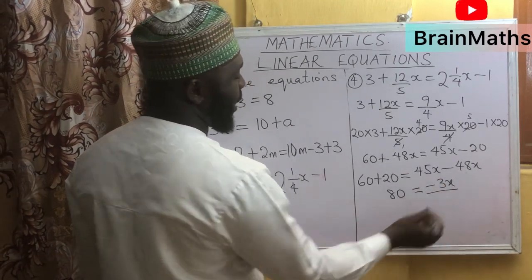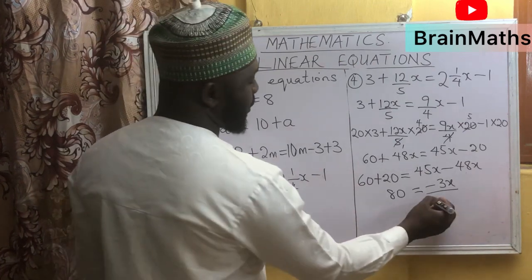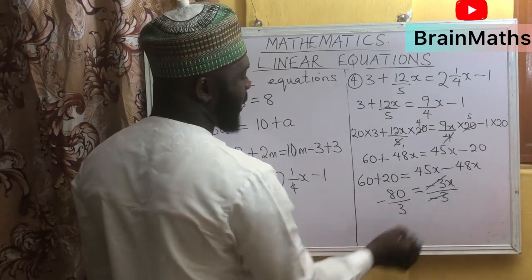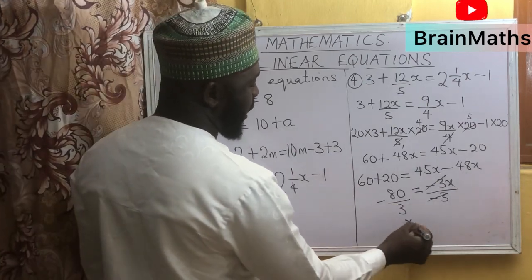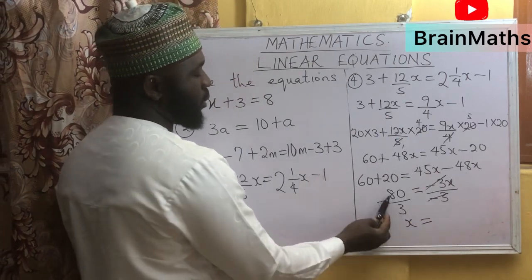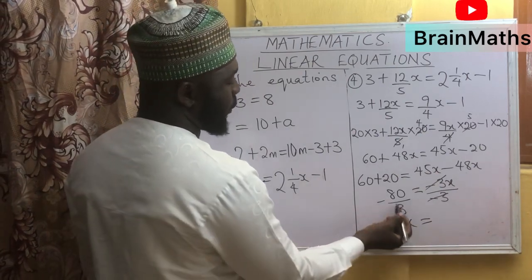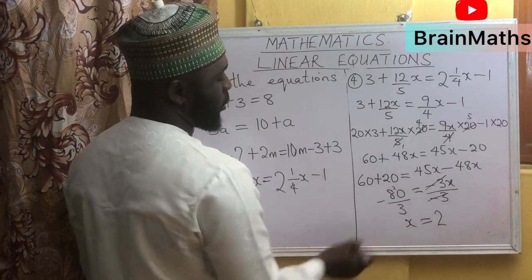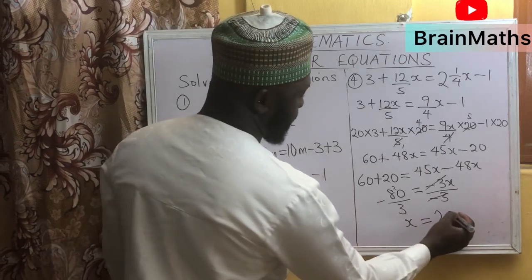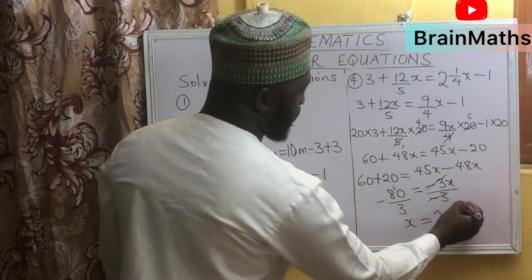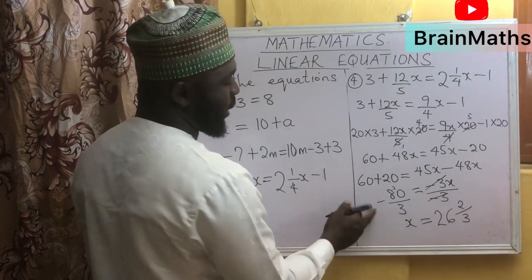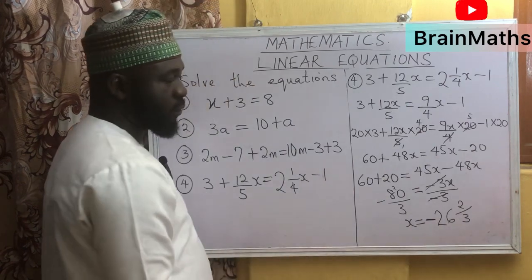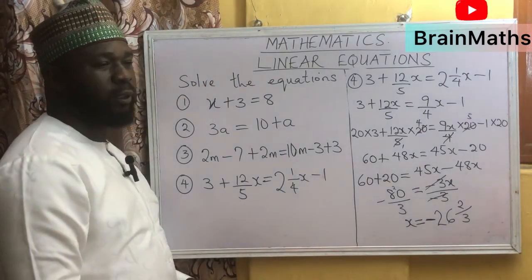Then we divide both sides by the coefficient of x, which is minus 3. When that cancels out, then our x will be equal to, how many 3 can we get in 80? 3 in 8, that is 2, remainder 2. 3 in 20, that is 6, remainder 2 over 3. And don't forget the negative sign. So our x will be equals to minus 26 whole number 2 over 3.